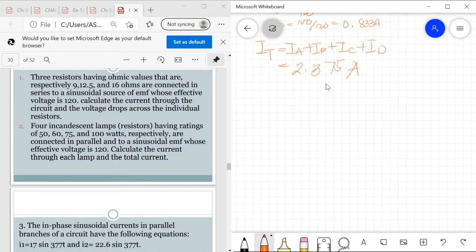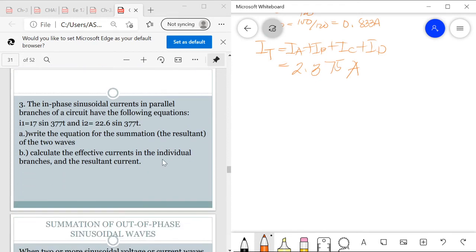Next, number 3. The in-phase sinusoidal currents in parallel branches of a circuit have the following equations. So, I1 is 17 sine 377t. I2, 22.6 sine 377t. So, as you can see, the frequency are the same. 2 pi f, same sila. And we are going to solve the sinusoidal current.